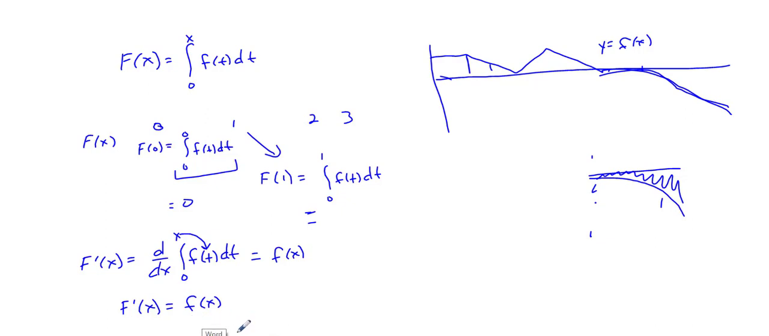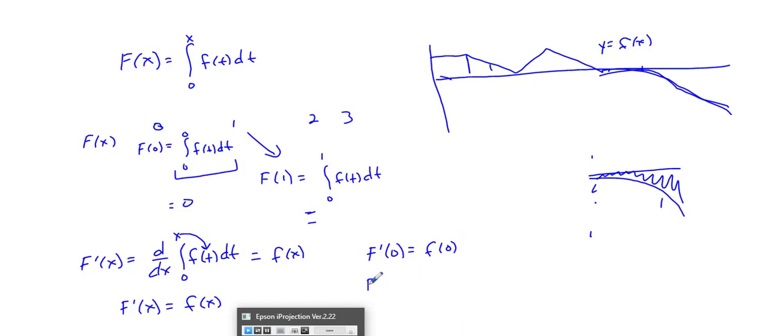So we have a chart 0, 1, 2, 3, 4. So capital F prime of 0 equals f of 0. What is f of 0? And what does this stand for? The answer is 2, but what does it stand for? The height of the graph, right? So capital F prime is the height of graph f at x equals 0.